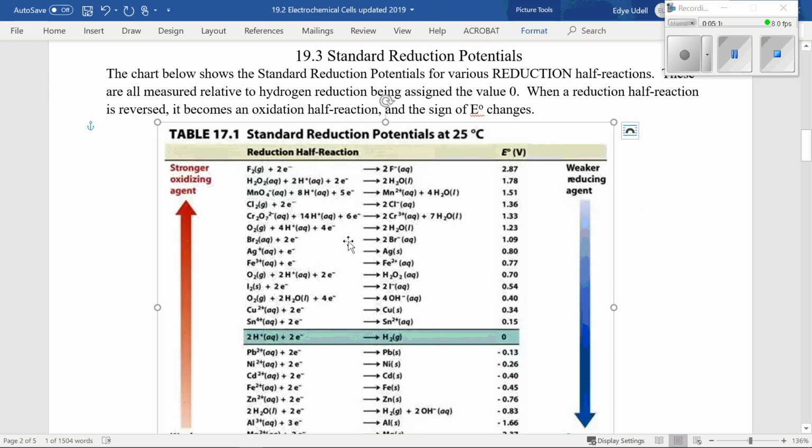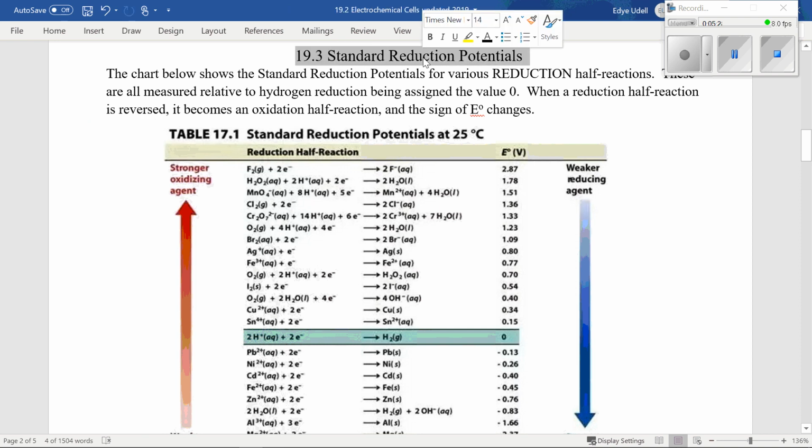One thing that students often forget is that when you are given a chart like this, you are given reduction reactions. The word is in there: standard reduction potential. That word reduction is right in there. All of these reactions are reduction reactions. And you'll notice here it says reduction half reactions. That is because just like we have half cells, we also have half reactions.